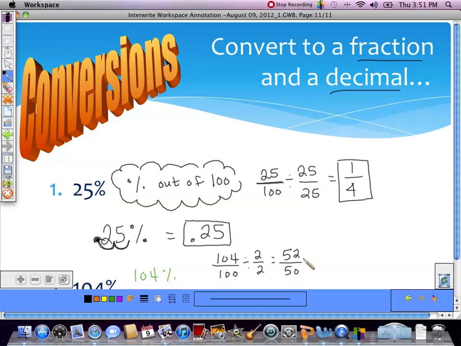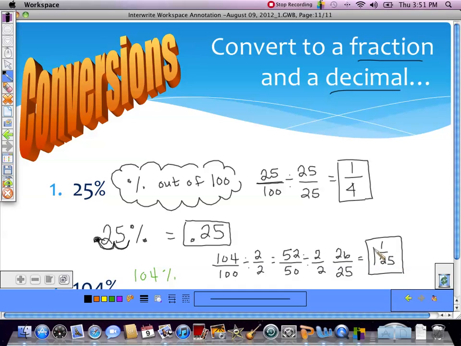Looks like I'm going to need to reduce again, so let's try 2 again. 52 divided by 2 is 26, and 50 divided by 2 is 25. So that looks like it's fully reduced, but this is an improper fraction, so we can do bottom into top. 25 goes into 26 one time. You're going to have 1 left over, and your denominator will stay the same. So this is your answer as a fraction. It's a mixed number, 1 and 1/25.